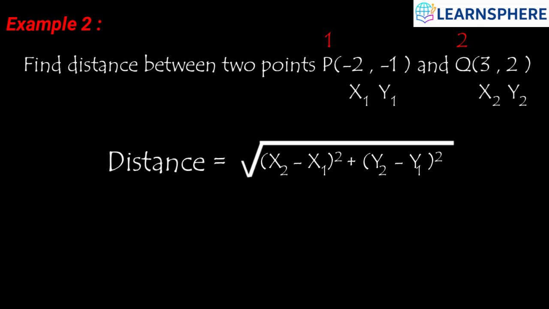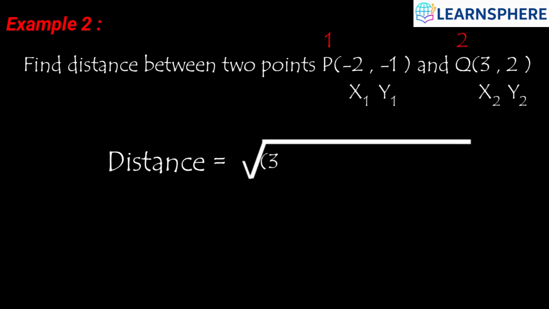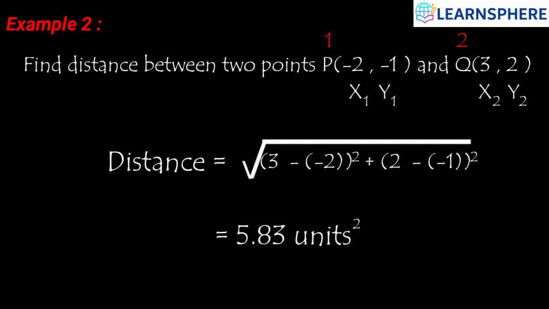And we can substitute the values of x1, x2, y1, and y2 into the formula, which will give us square root of (3 minus -2) squared plus (2 minus -1) squared. And you can simply plug this into the calculator. Therefore, we'll get 5.83 units, correct to 3 SF.